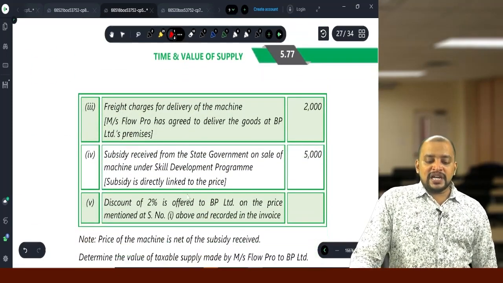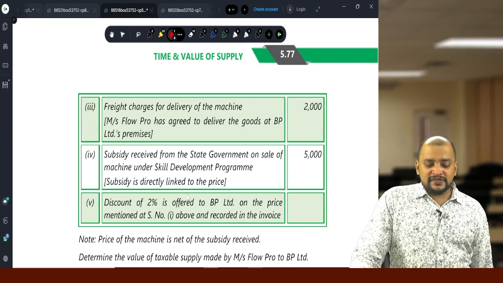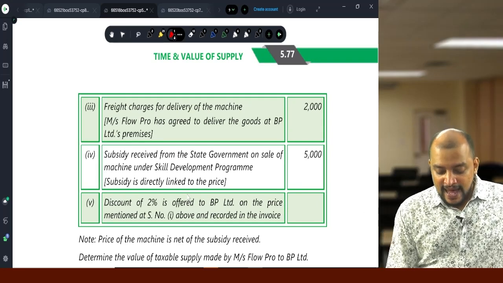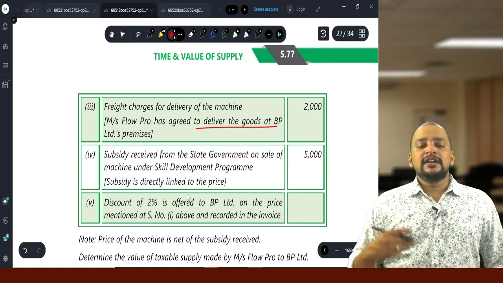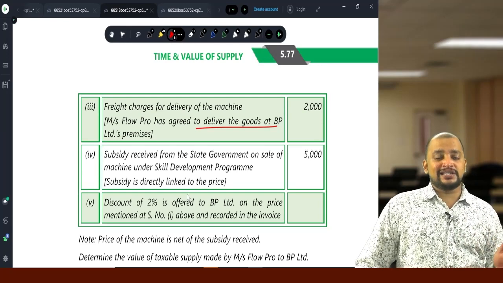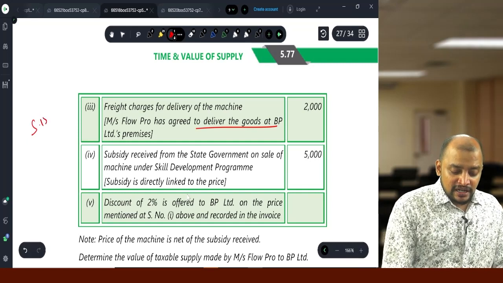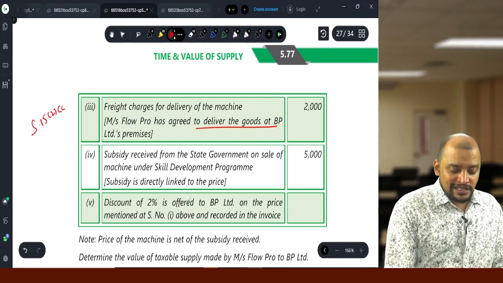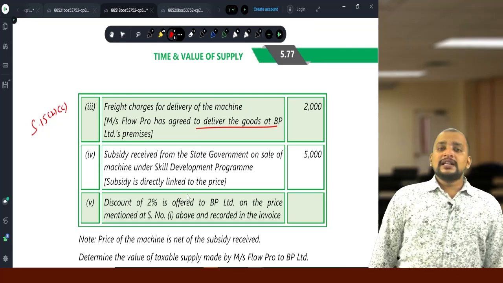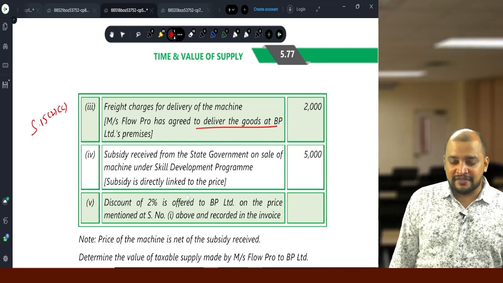Then number 3, freight charges for delivery of the machine. So Messrs. Flowpro has agreed to deliver the goods at BP Limited premises. As they have agreed to deliver means this is before delivery. This transportation charges or freight charges is before delivery. As per section 15, subsection 2 clause C, incidental expenses or any other expenses charged by supplier to recipient before delivery of goods should be included in the value.